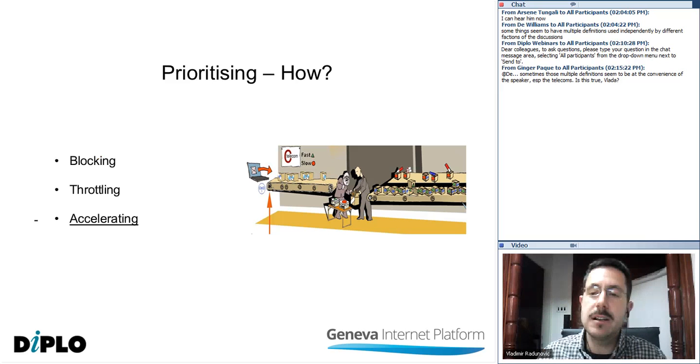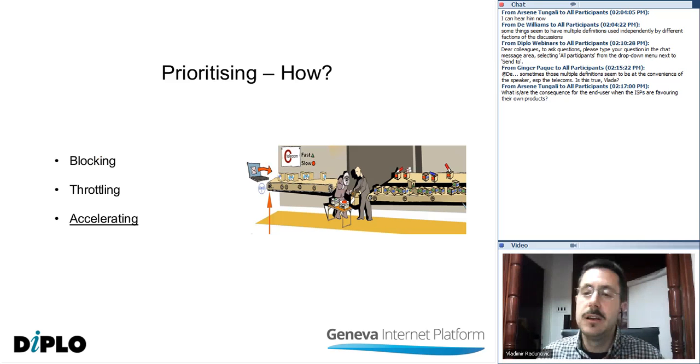One can be blocking, and we've mentioned cases of blocking certain types of traffic like Skype or whatever. The second one is throttling, which means slowing down in a way some types of traffic which are not the priority. I see the question from Deirdre. I'll get back to it later on about the definitions. We'll get back to discussing also possible different definitions.